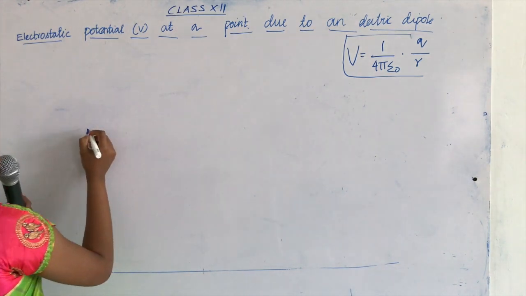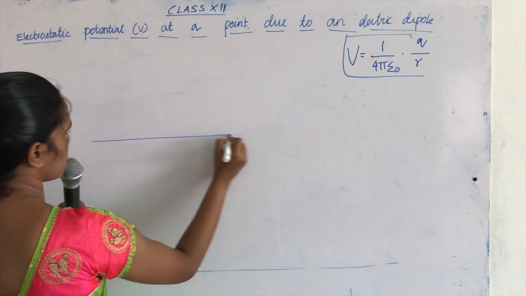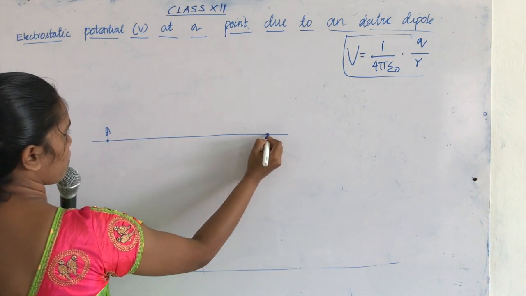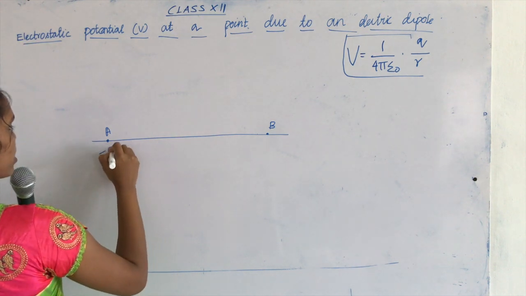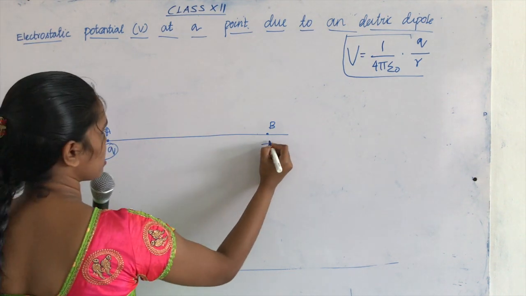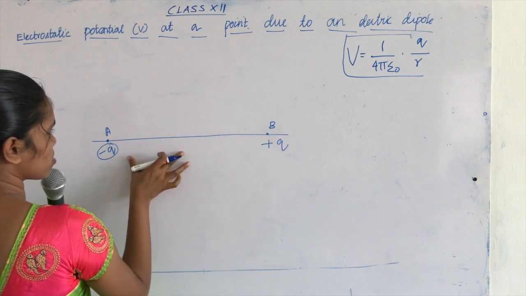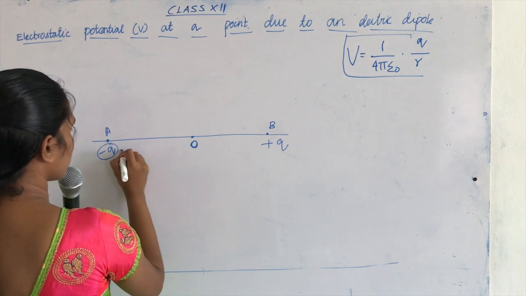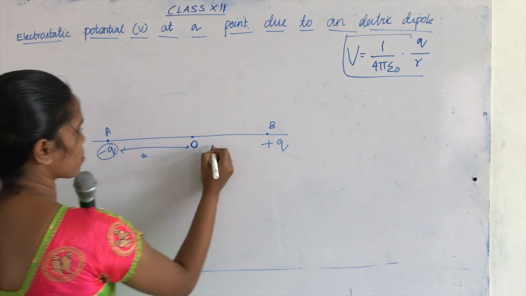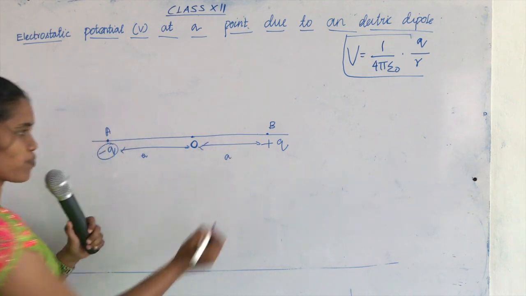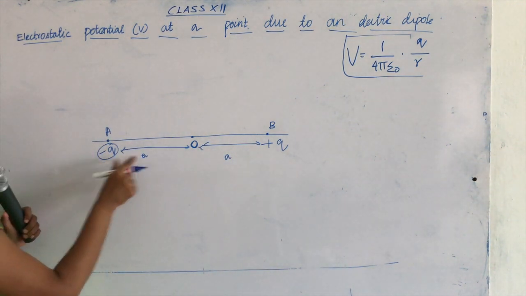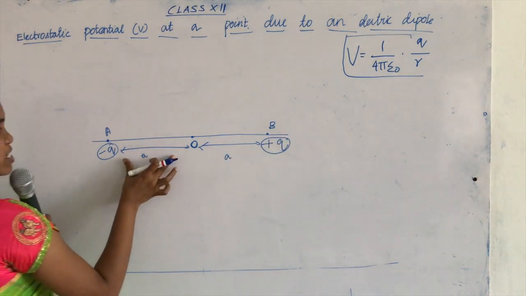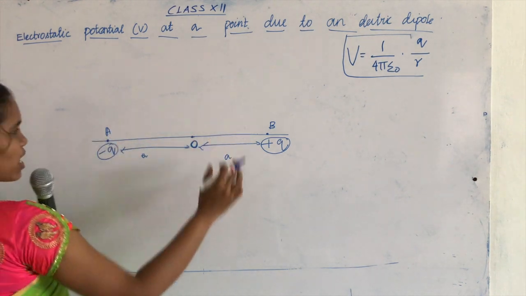Now, we are taking 2 point charges, A and B, point charges minus Q and plus Q, which are separated by a distance 2A, and the center is O, the origin. This distance is A, and this distance is also A. We are placing two charges minus Q and plus Q, separated by a distance 2A, at the points A and B.